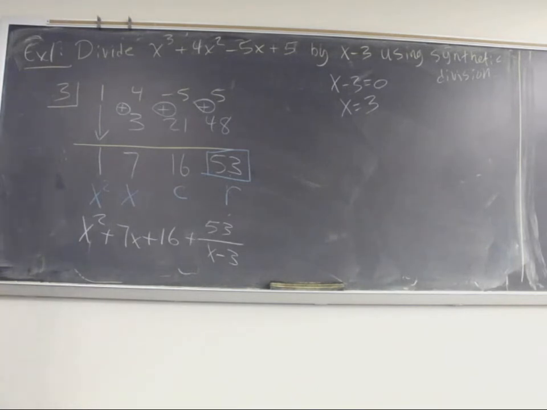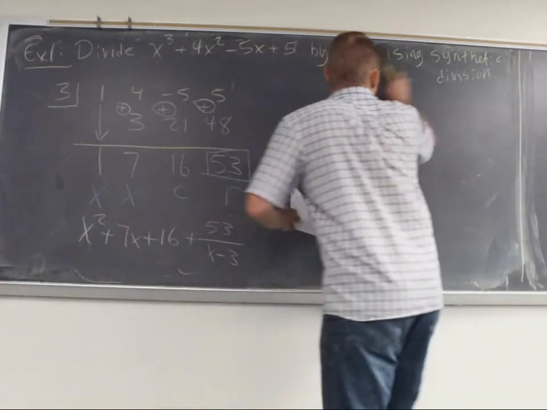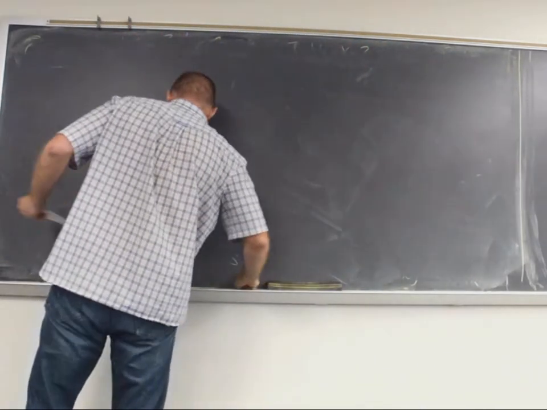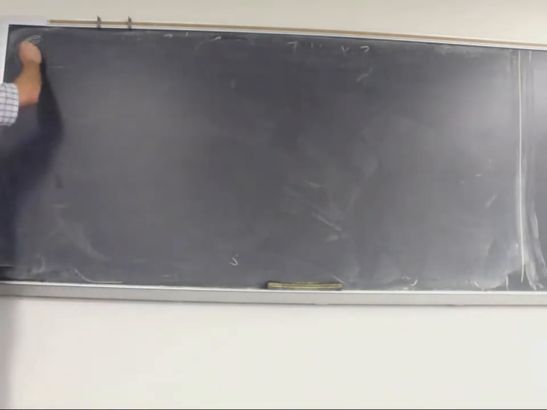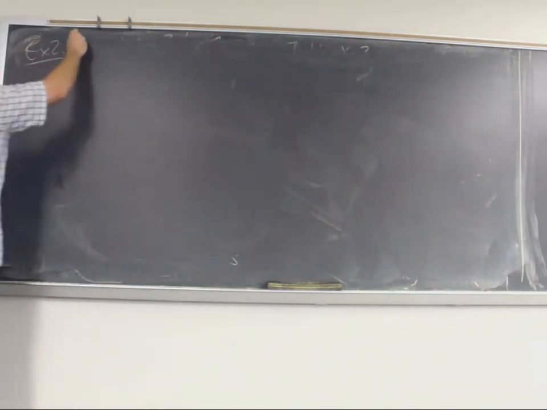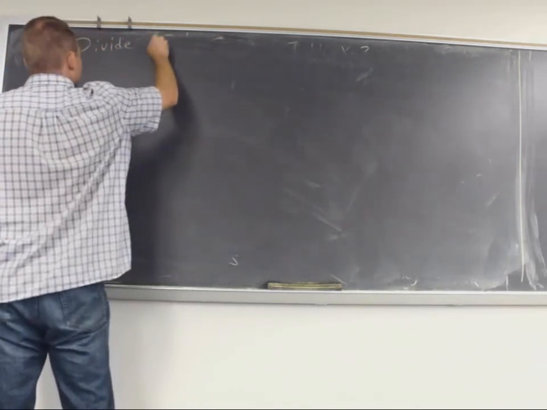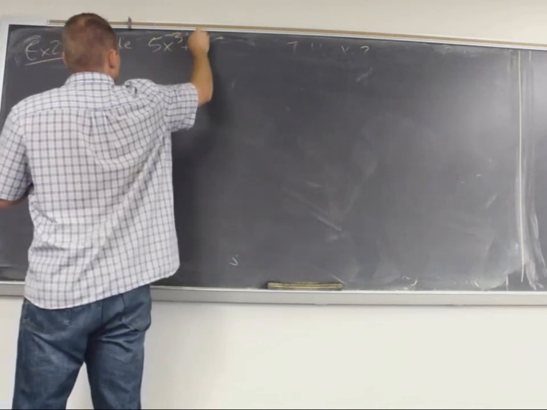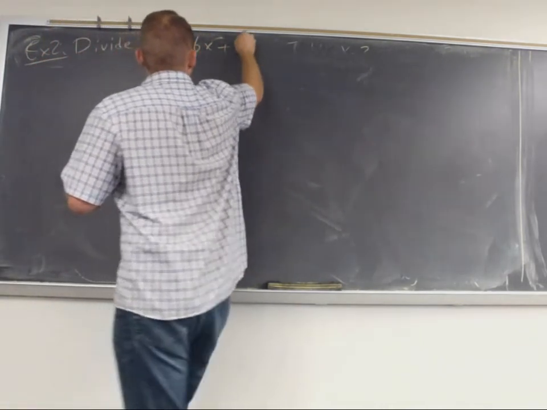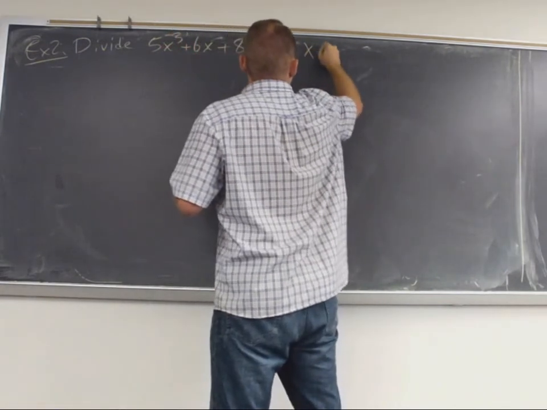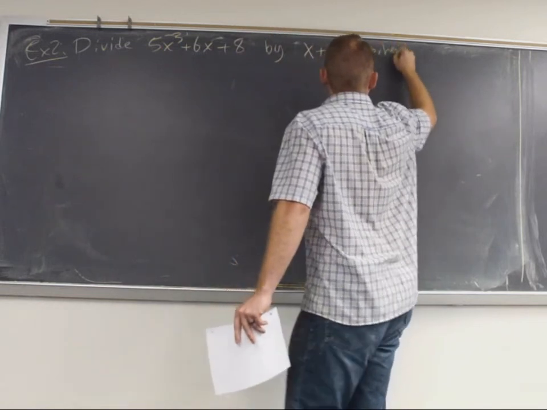Let's try one more. We're going to try several more, actually. Give this one a try. Example 2. Divide 5x cubed plus 6x plus 8 by x plus 2 using synthetic division.